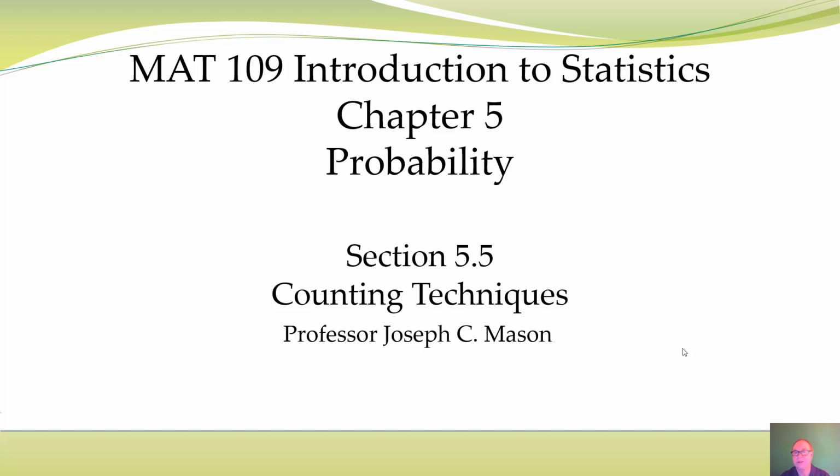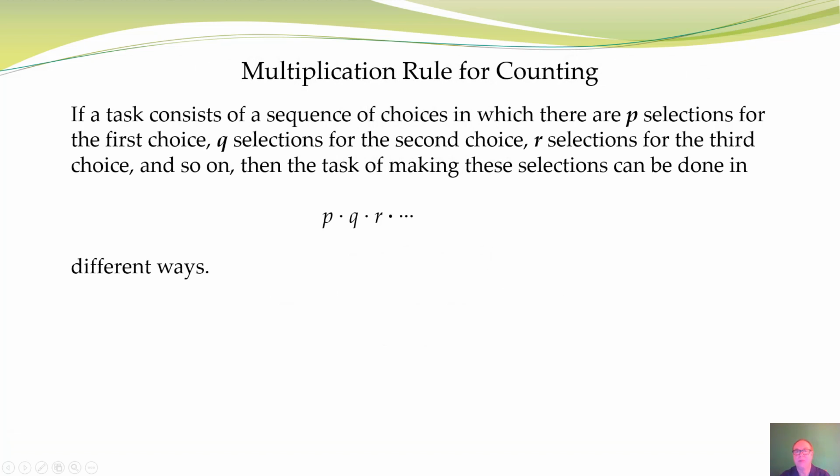Introduction to Statistics, Chapter 5, Probability, Section 5.5, Counting Techniques. The multiplication rule for counting. If a task consists of a sequence of choices in which there are P selections for the first choice, Q selections for the second choice, R selections for the third choice, and so on, then the task of making these selections can be done in P times Q times R times and so on until the end, different ways.